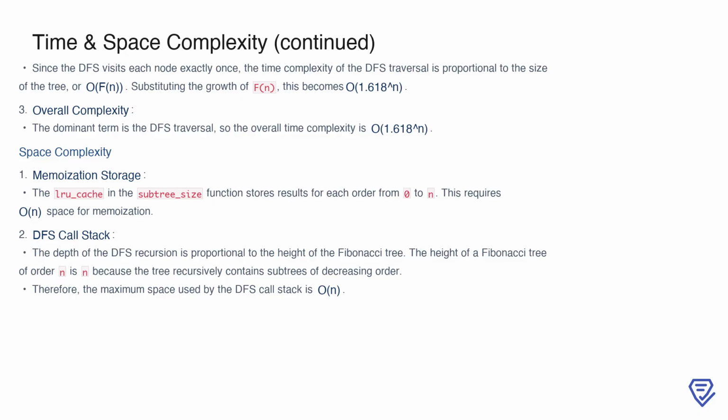Shifting to space complexity, we start by analyzing the memoization storage. The cache stores results for every Fibonacci tree order from 0 to n, which means it requires O(n) space. Additionally, the DFS call stack's depth corresponds to the height of the Fibonacci tree, which is equal to n due to the recursive structure of the tree. Thus, the maximum space used by the call stack is also O(n).